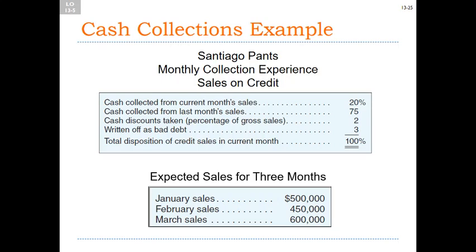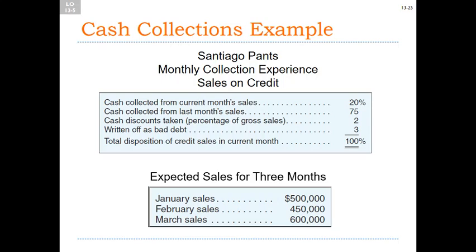All right, so what this is meant to show is how you figure out your monthly cash flows. So again, you figure out what cash flows you have coming in during the month, as well as outflows. So here we have an example of this company. They sell on credit.